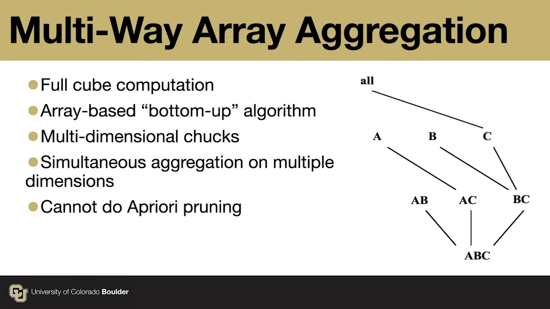The cons of this algorithm is, of course, it is costly. It is not scalable, and also it cannot do a priori pruning. We cannot stop when we meet a certain threshold, and we cannot just proceed if we meet some certain threshold. And of course, it cannot work for high dimensions because, again, it is not scalable. The full cube computation is always not an efficient way to do so.